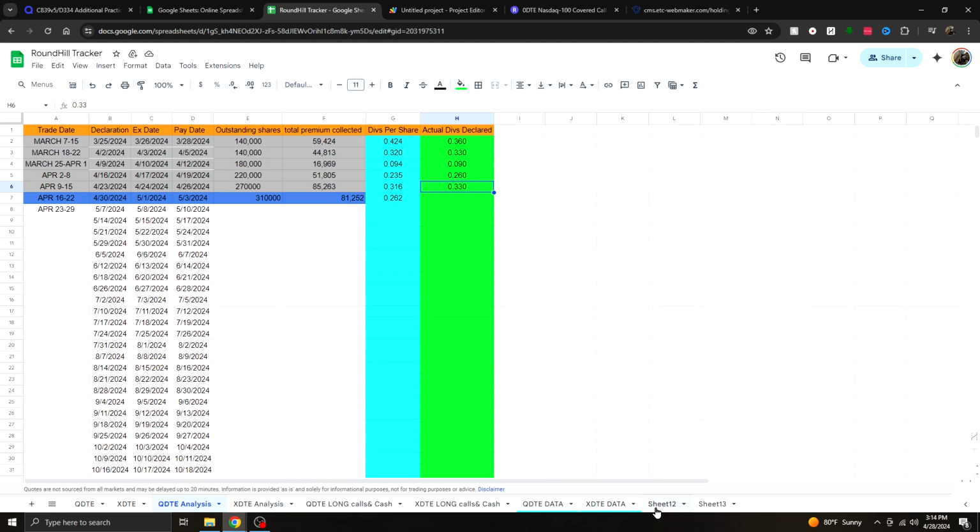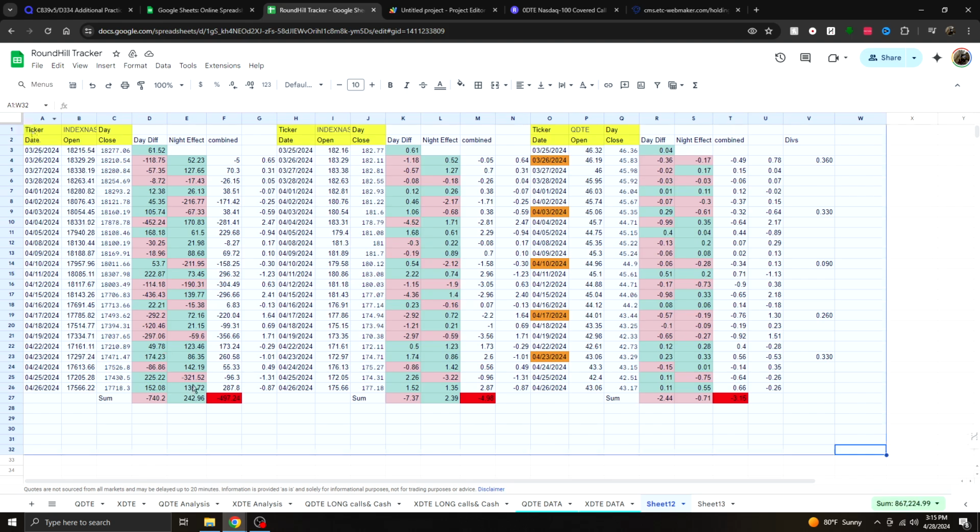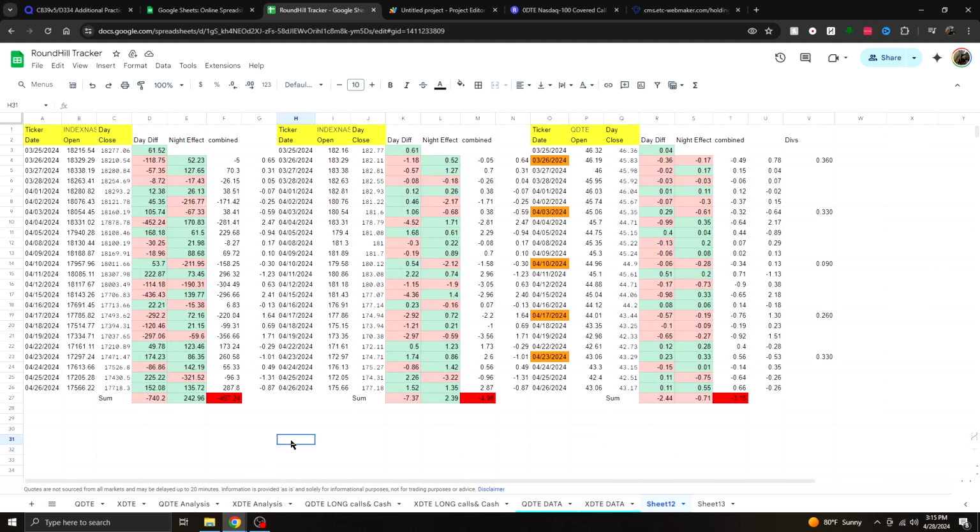I am working on something new here, just to try to see how the night effect works. Someone did comment asking if I'm tracking the overnight exposure, and I was previously, then I stopped just because I wasn't really sure what I was even looking at. So this is something I'm trying to work out. I'm still trying to understand all of it, so I'm not sure if this will be in a video anytime soon.